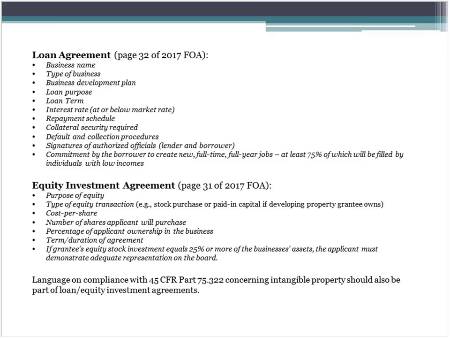You also want to include language on compliance concerning intangible property in these agreements. And in general, you want to make sure you have a clear understanding on all of the regulations pertaining to the OCS CED grant program, which are all referred to in the program announcements.